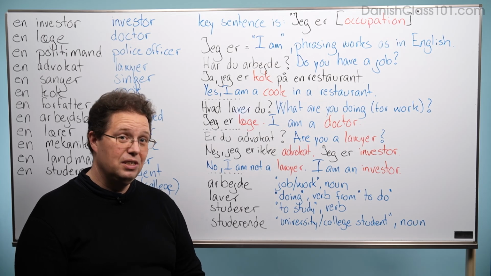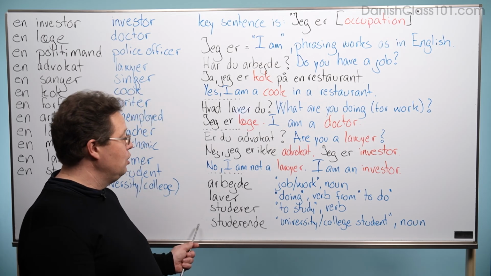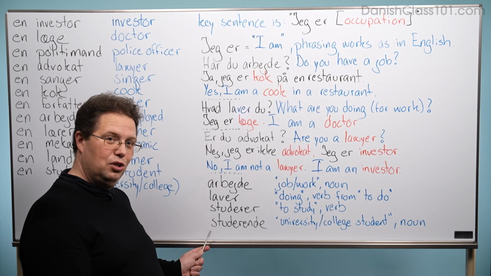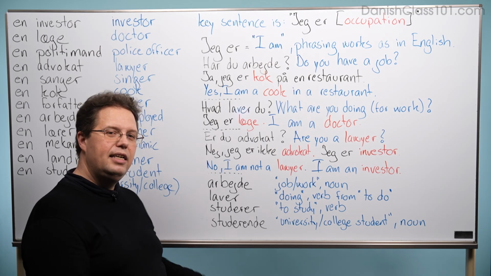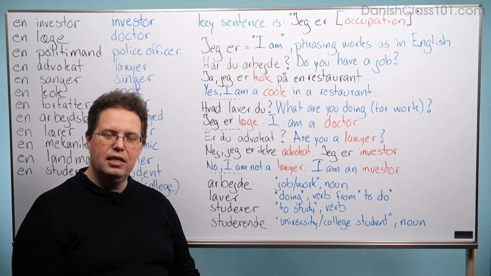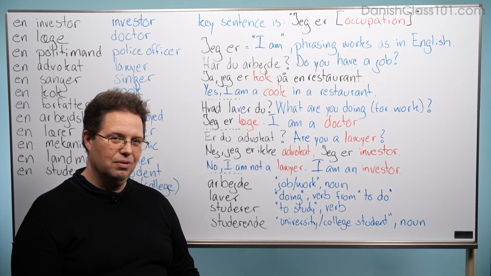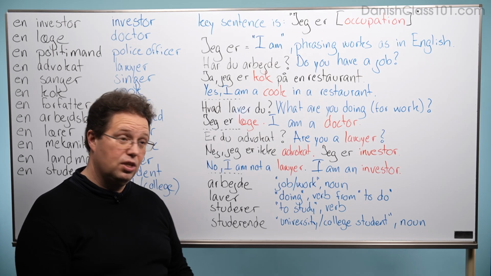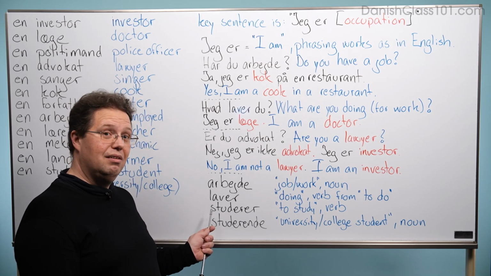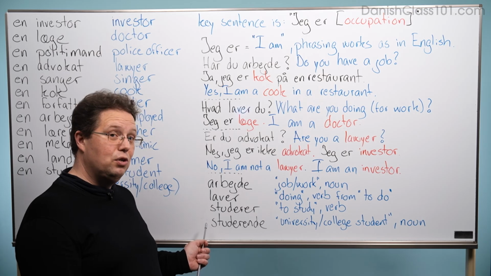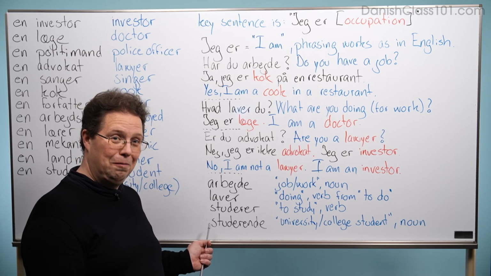Hold on, there's a twist. Look at the last one here with me. Studerende. In Danish, that specifically is a noun relating to being a university student or a college student. So, once again, to study, studere. But university student, studerende.